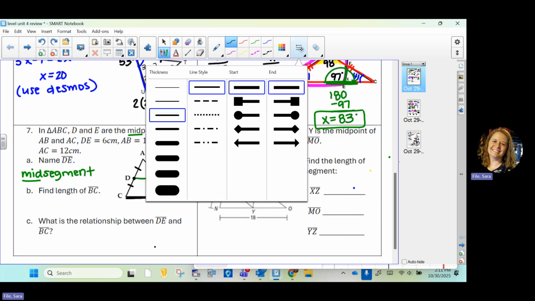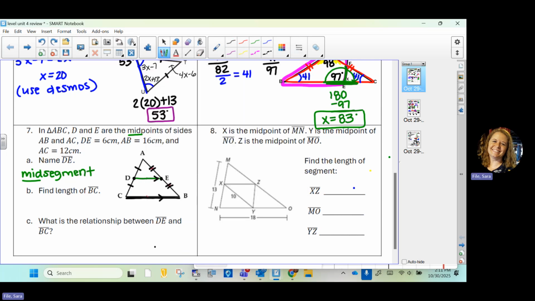So let's label what they told us up here in the problem. They said DE is 6, AB, so that's that whole thing, is 16, and AC, so this whole side, is 12. Now part B is asking for BC, so this down here. If the mid segment is half the side, what is 6 half of? 12. 6 is half of 12.